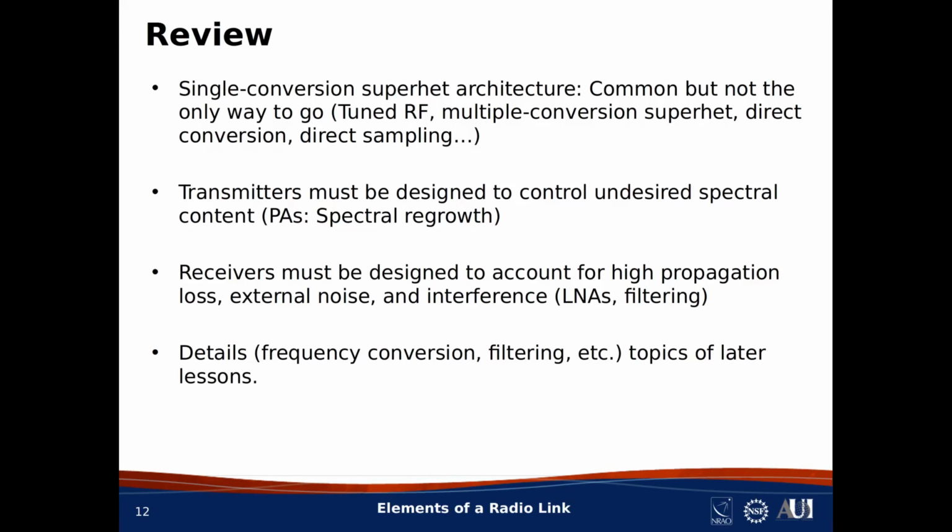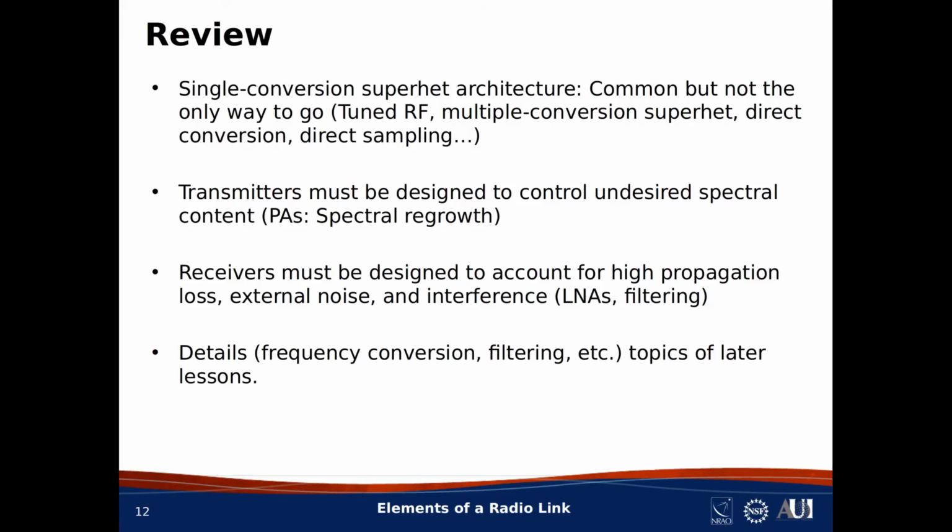So, time to summarize the main points of the lesson. We talked about single conversion superhet architecture and the fact that this is common, but not the only way to go. Once again, other possibilities include tuned RF, a multiple conversion superhet, direct conversion, direct sampling, and so on, and perhaps those will be addressed in future lessons. But if you have a good understanding of single conversion superhet architecture, then you understand most of the important elements in radio link design generally.